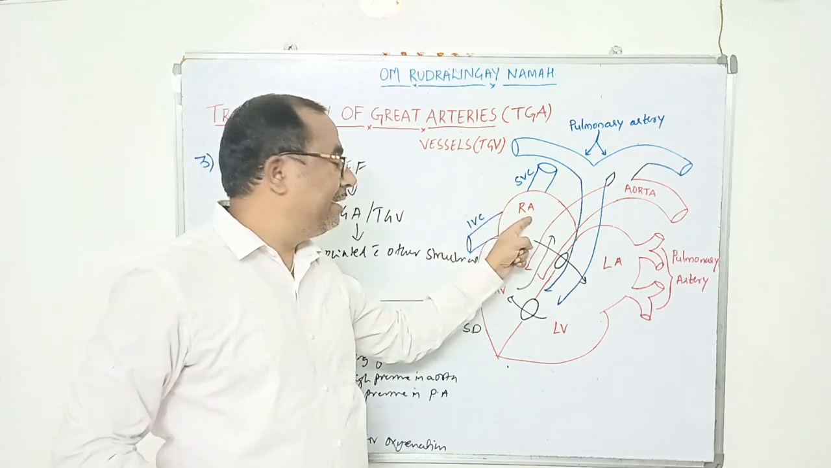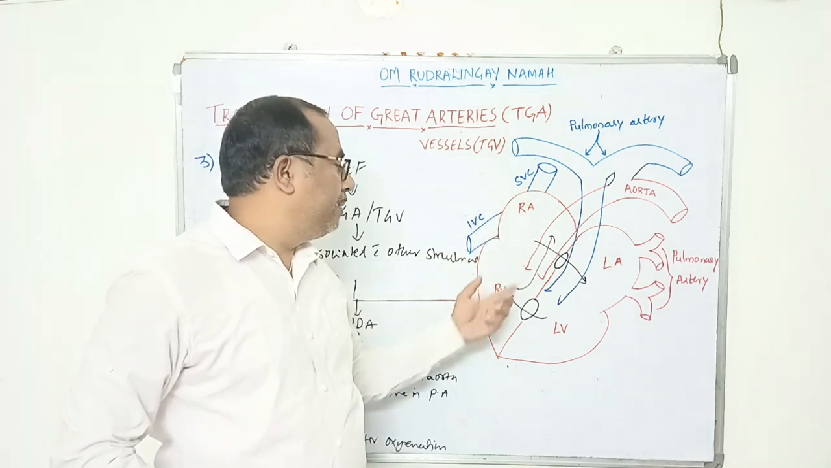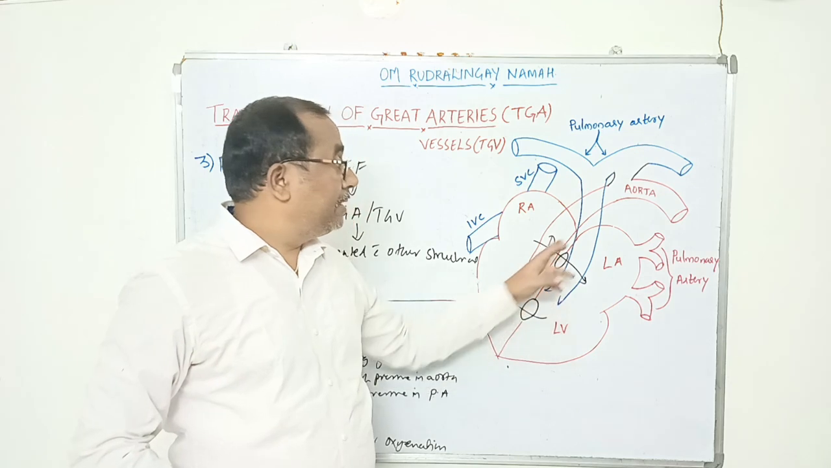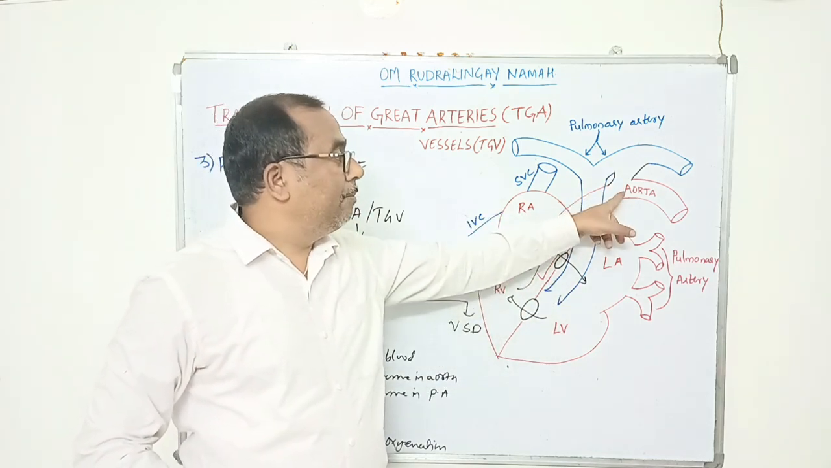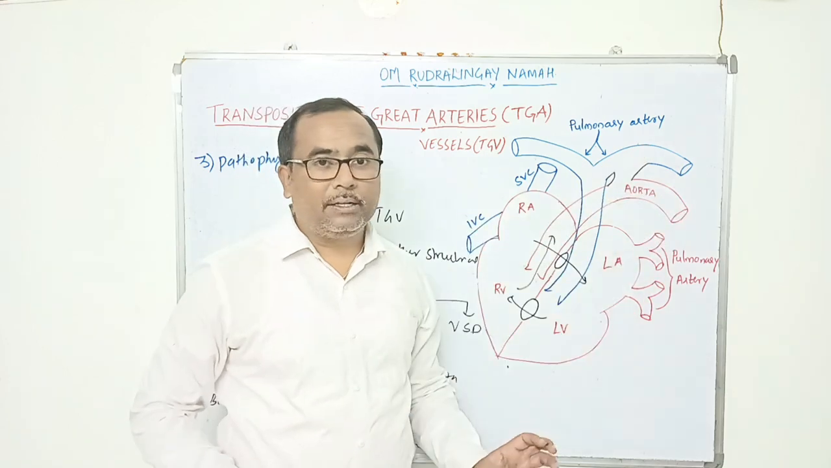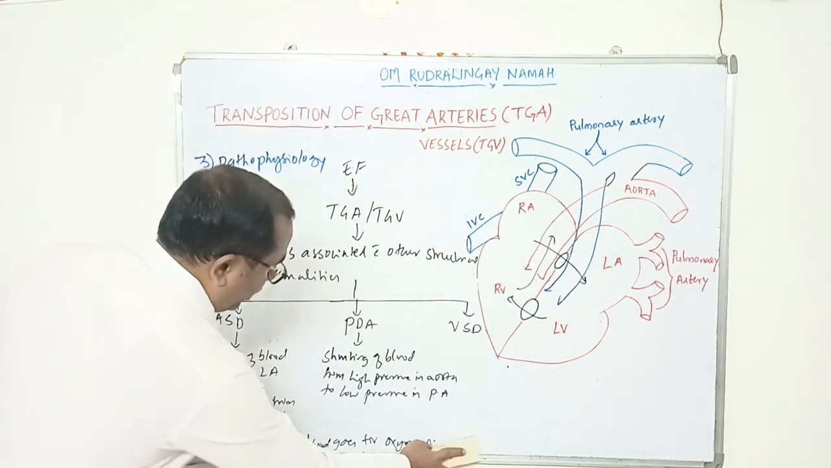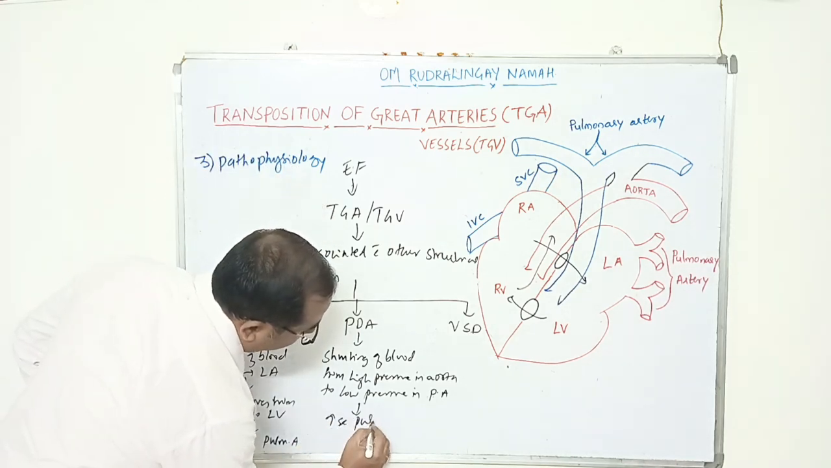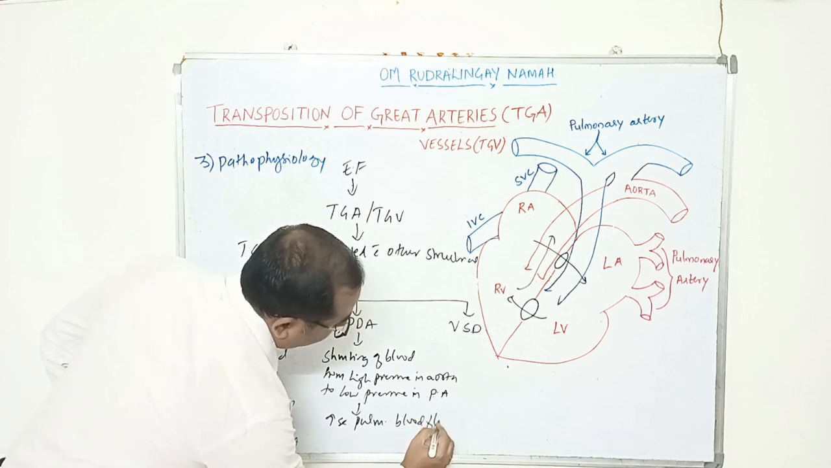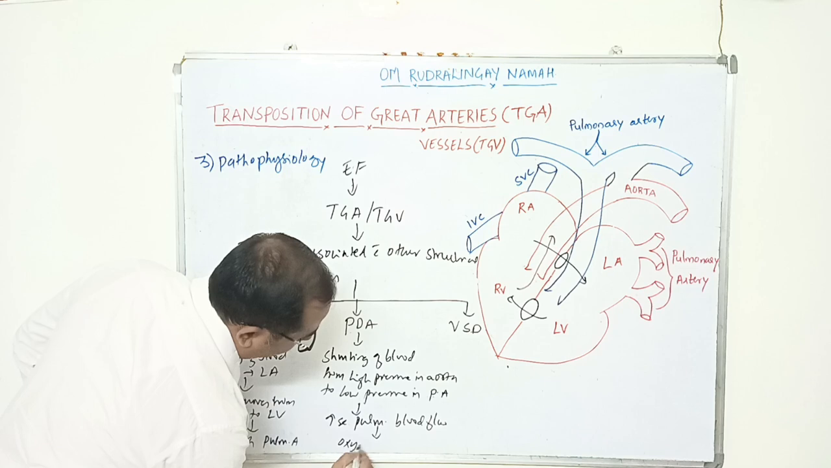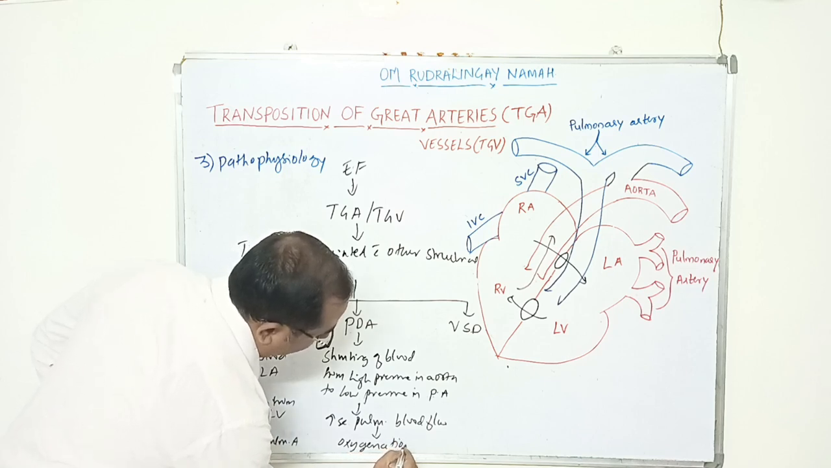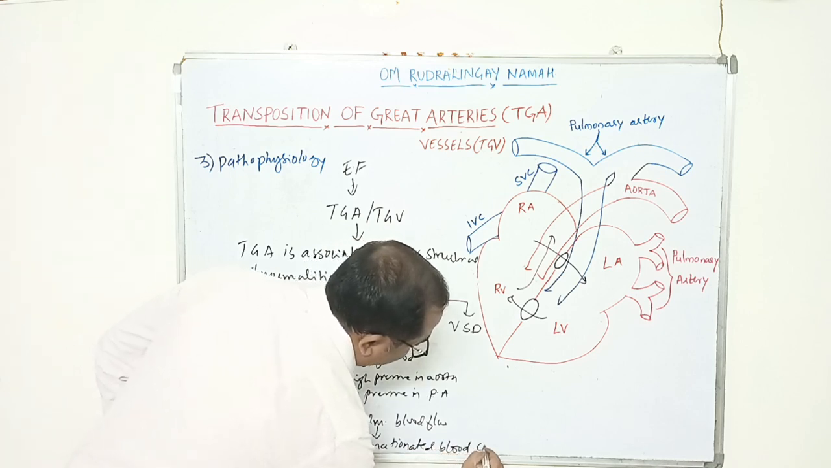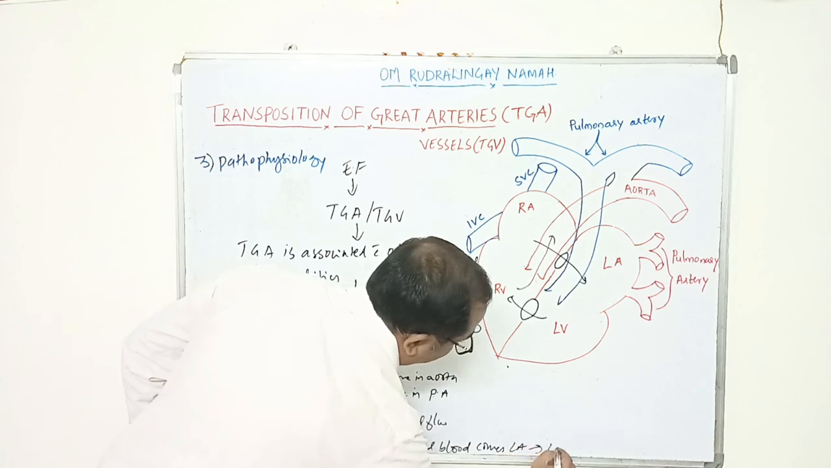The blood will come to the right atrium through the superior vena cava and inferior vena cava. After that, blood will come to the right ventricle. Then after contraction of the right ventricle, blood will move to the aorta. Due to the presence of this defect, there is shunting of blood from high pressure in the aorta to the low pressure in the pulmonary artery. So because of this shunting, there is an increase in pulmonary blood flow, and oxygenation of blood will take place here. Then oxygenated blood comes to the left atrium, then it goes to the left ventricle.